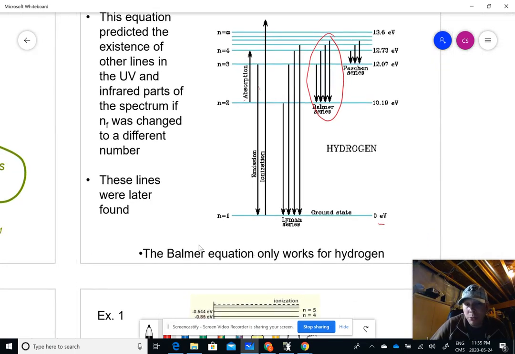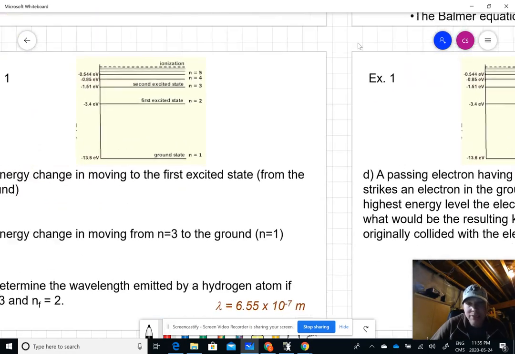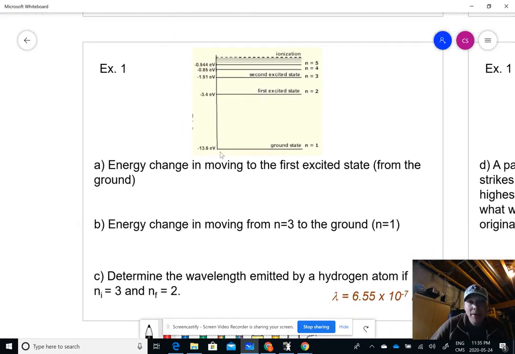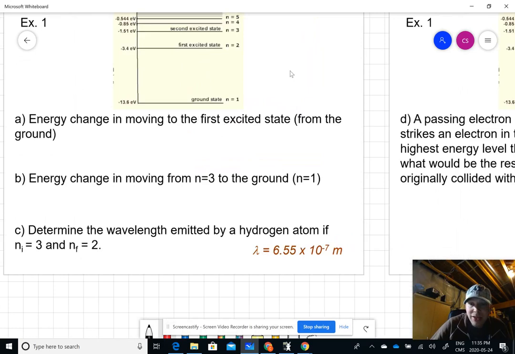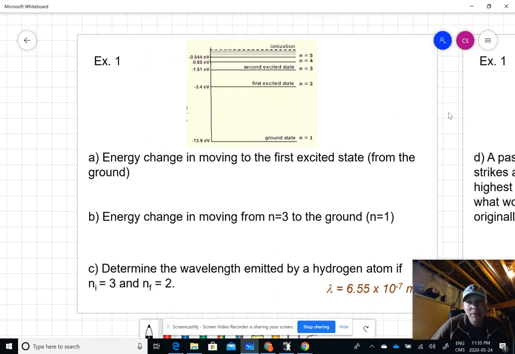The Balmer equation only works for hydrogen. So that's what we look at. So we're going to do a couple examples here, and I think that's it for this lesson.